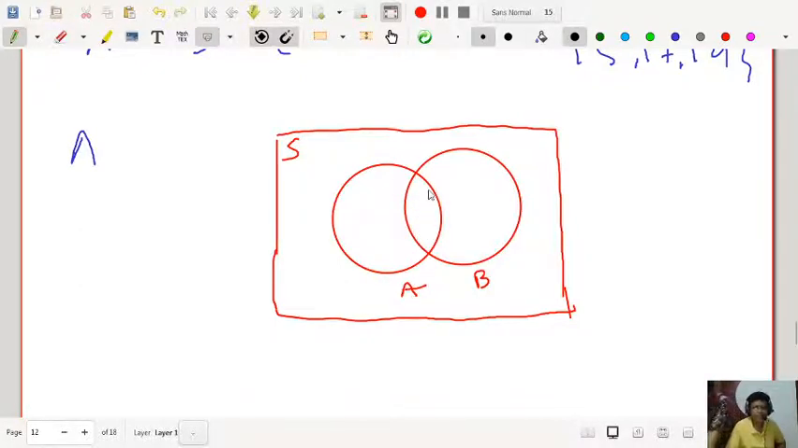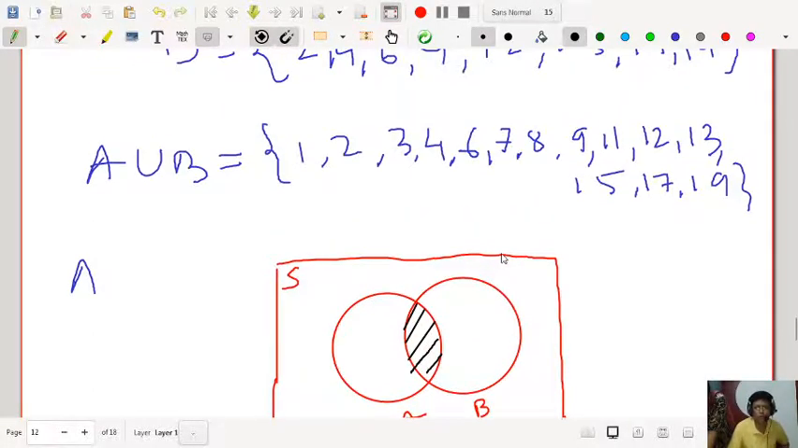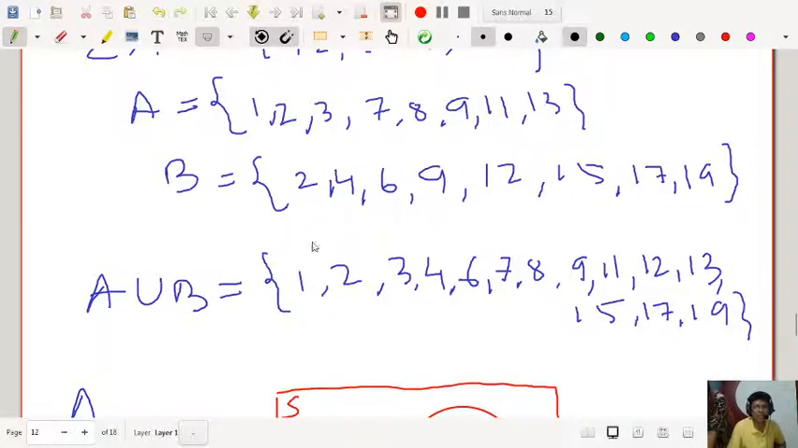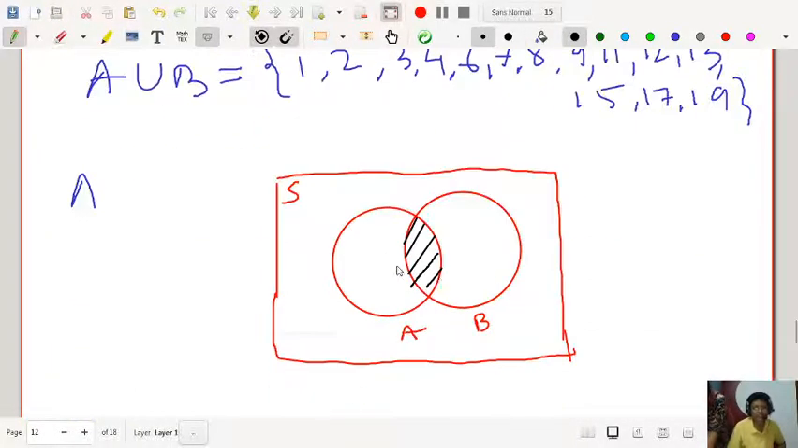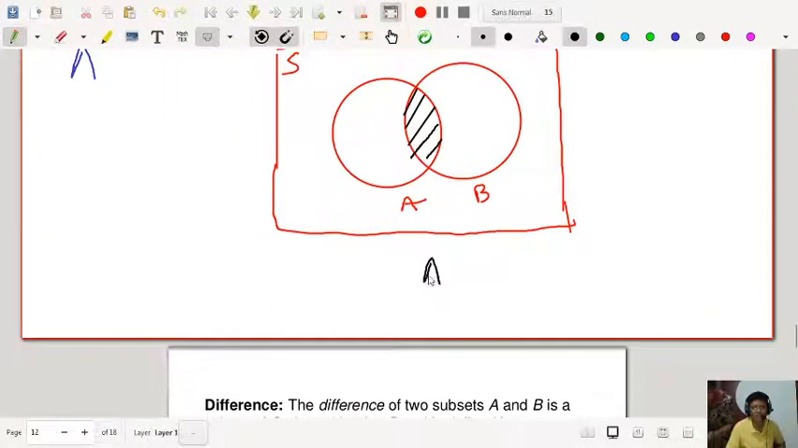So it's in between, in the middle. Yes, here. I'm sketching the diagram. That's A and B. So your intersection is only the common portion. It is the common portion. So can you tell me in this example? That is A intersection B.